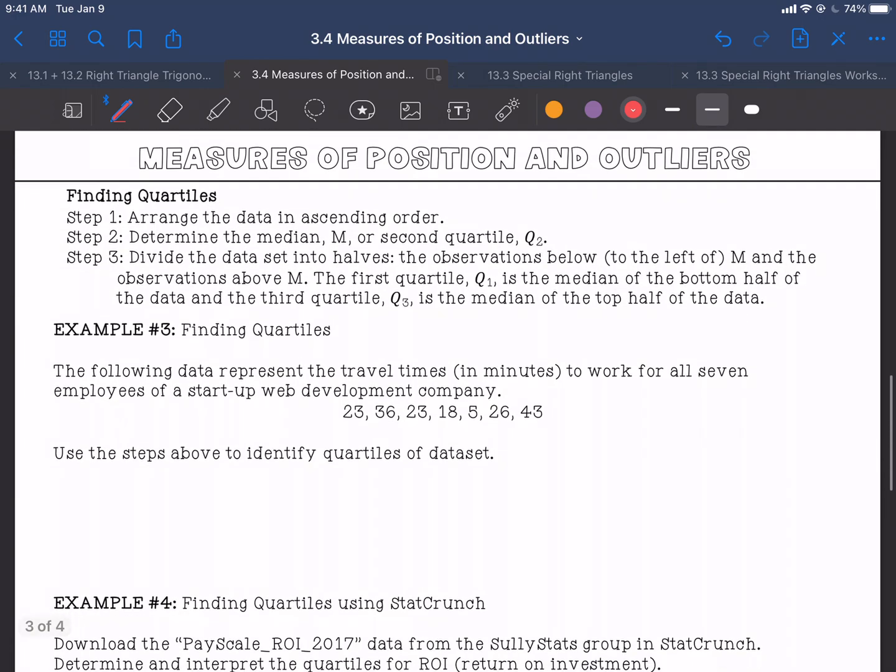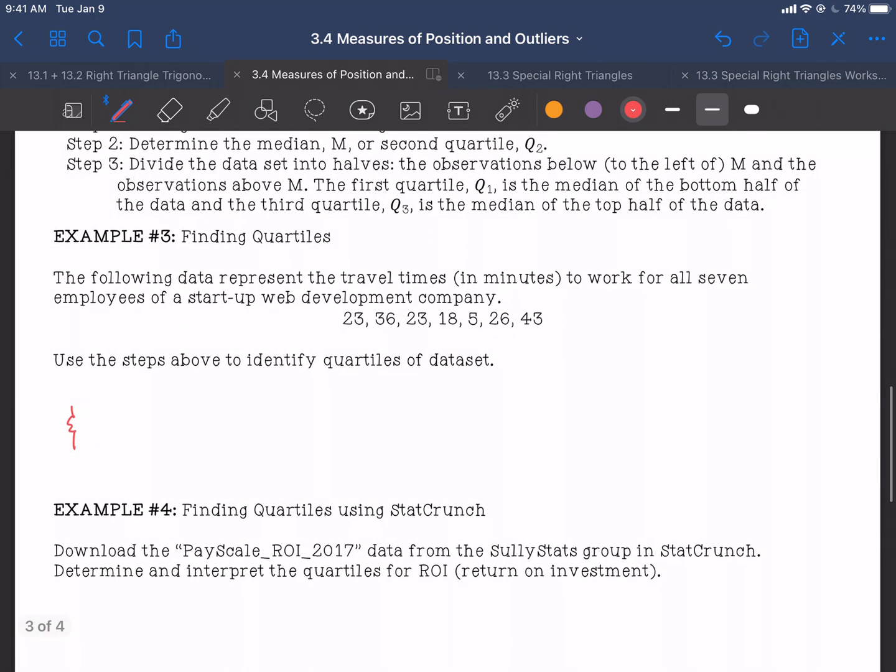So how we find the quartiles is listed there in steps. So we're going to do this with example 3 here. We've worked with this data set a lot. It's talking about the travel time in minutes of that startup web company. To find the quartiles, the first thing we need to do is order the data from smallest to largest. So from smallest to largest, this data set would be 5, 18, 23, 23, 26, 36, 43.